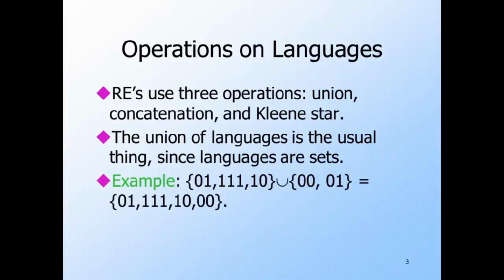And here's a very simple example. Here are two sets, their languages, each with three strings and with two strings. 0, 1 happens to be in both, so it will be once in the union. 1, 1, 1 is there, 1, 0 is there, and 0, 0 is there. So that's the common notion of the union on sets or languages.